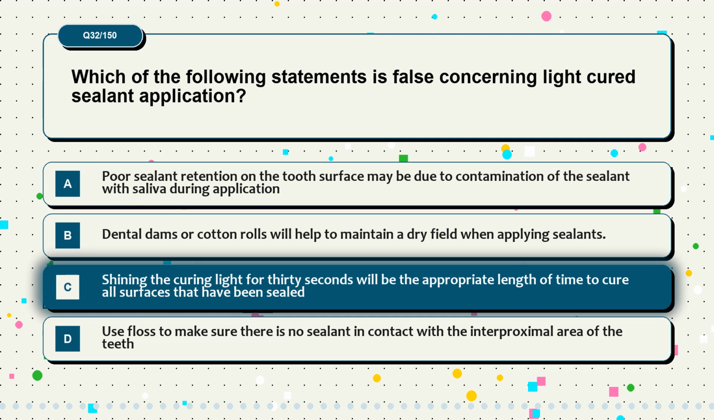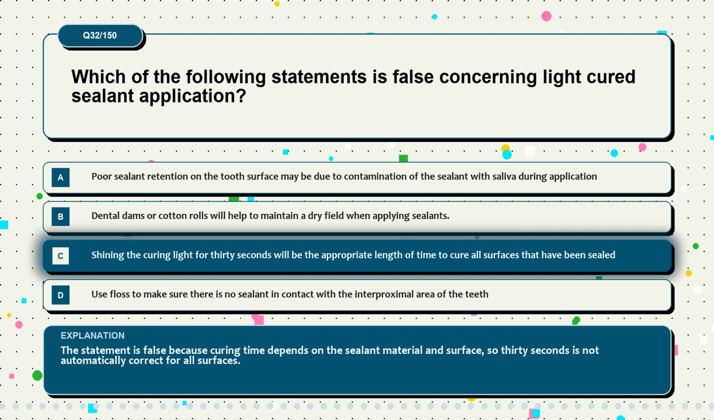The correct answer is option C. Shining the curing light for 30 seconds will be the appropriate length of time to cure all surfaces that have been sealed. The statement is false because curing time depends on the sealant material and surface, so 30 seconds is not automatically correct for all surfaces.